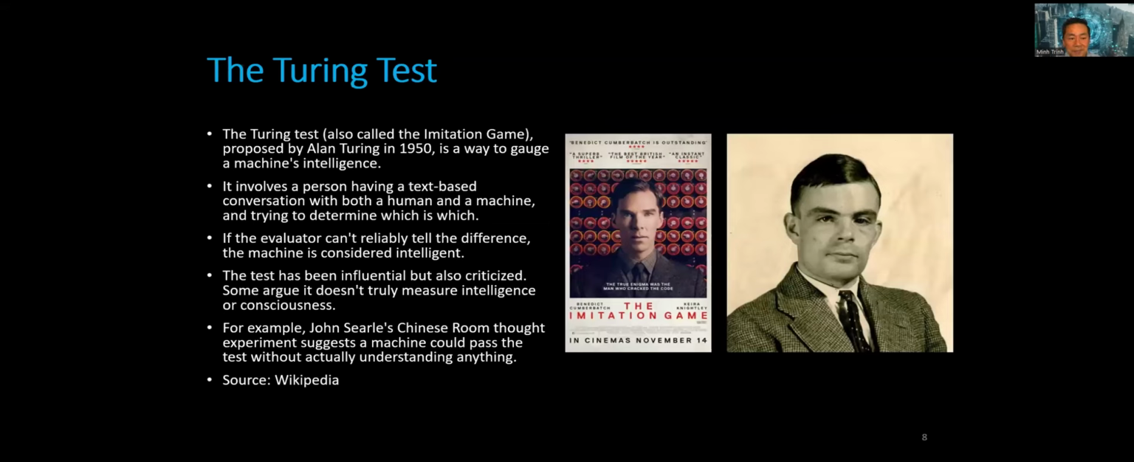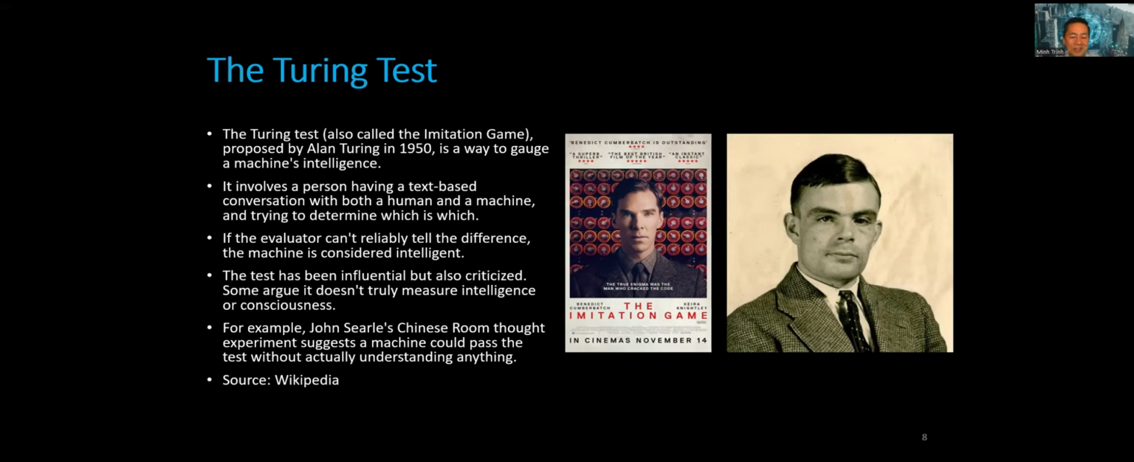So the Turing test, right? It was proposed by Alan Turing. You might have seen the movie The Imitation Game, with Benedict Cumberbatch, which I highly recommend. The idea is to have a text-based conversation with a human and a machine, trying to guess which is the human and which is the machine. If you cannot tell the difference, then we say that the machine is as smart as a human.